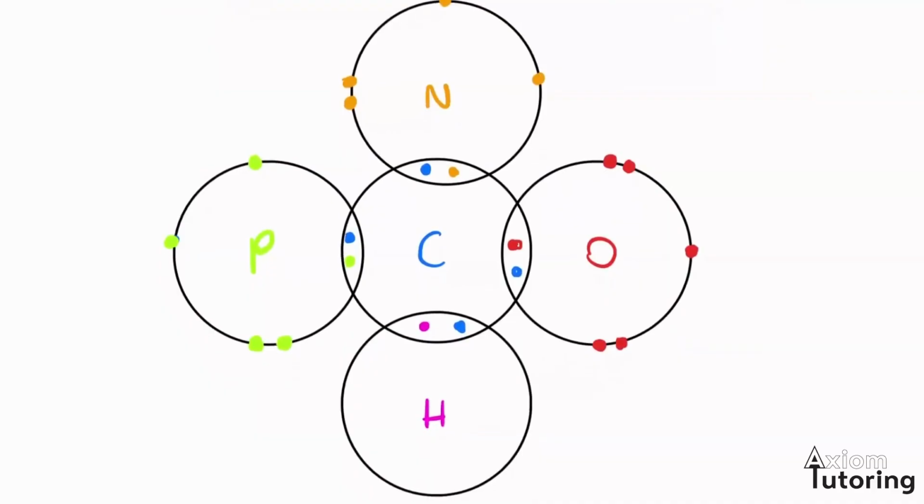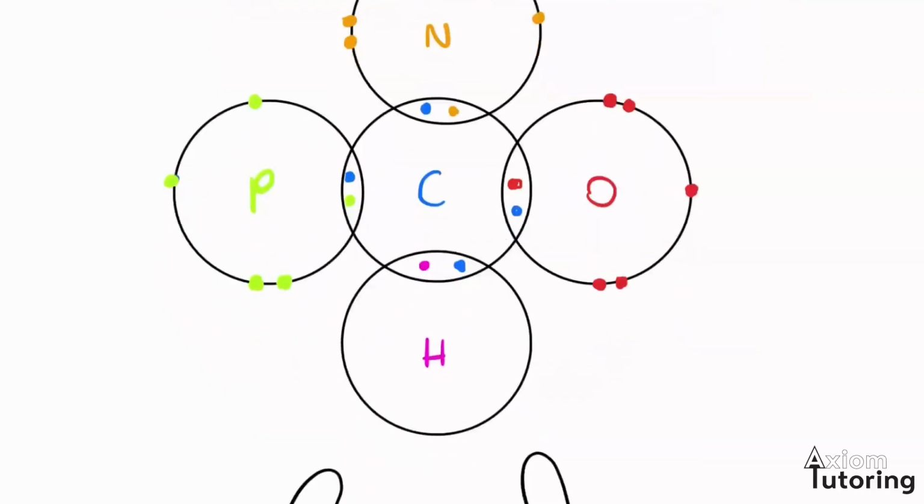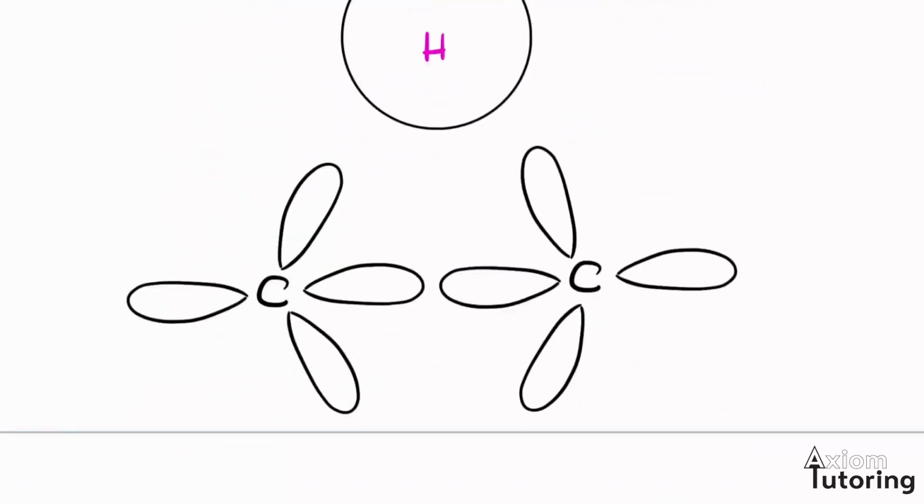Multiple covalent bonds can also be formed between 2 single atoms. For example, over here, we have 2 carbon atoms, and they can form either a single covalent bond, a double covalent bond, or even a triple covalent bond.